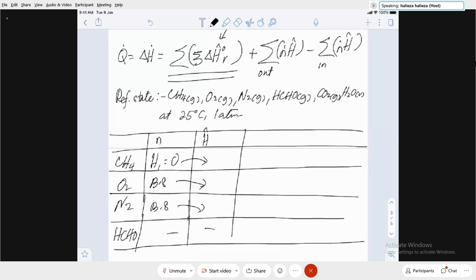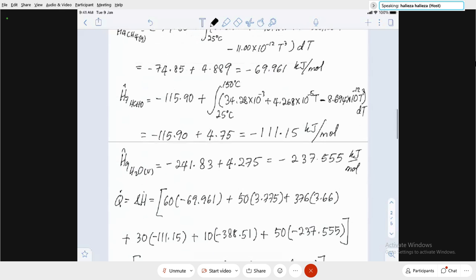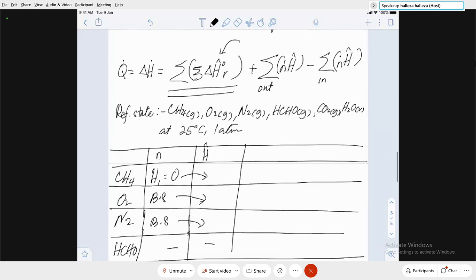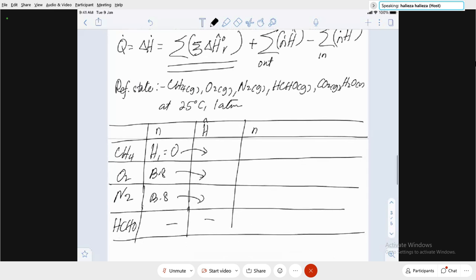If you're using the heat of reaction method versus the heat of formation method, it's not the same. The reference state itself is already the very obvious difference. So let's say this is N out, this is H out, this is H in, this is in. Okay, so let's say this is going to be 0. I'm going to write it so that it will not be missing.